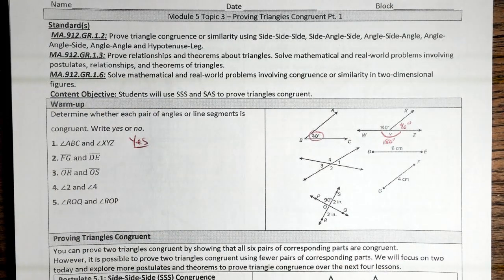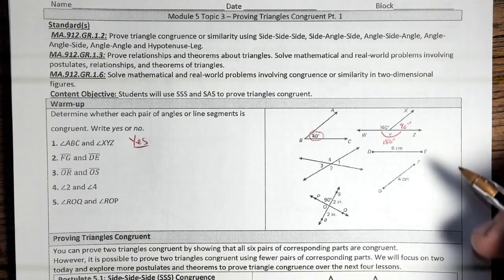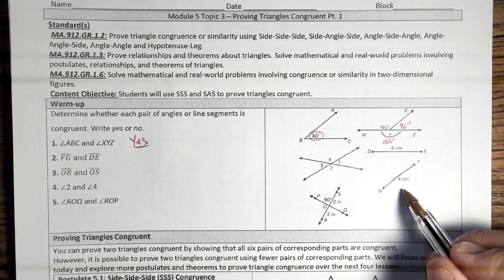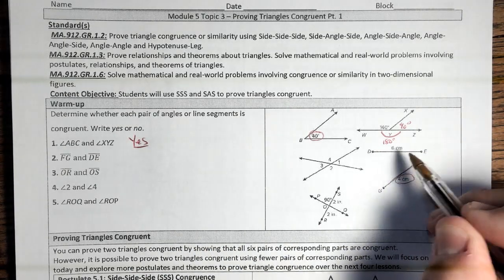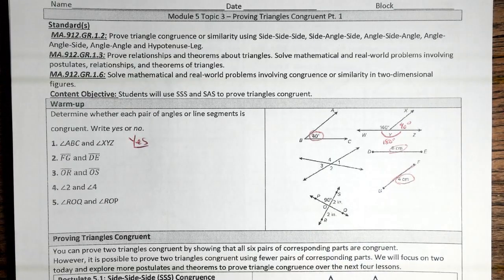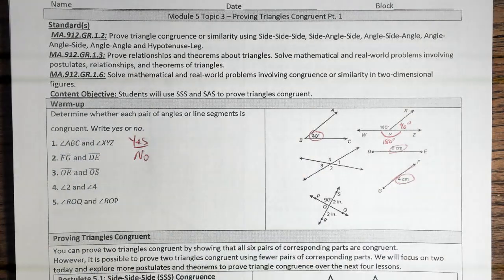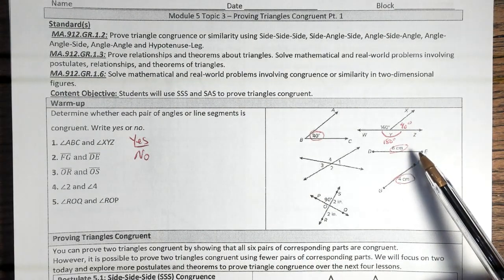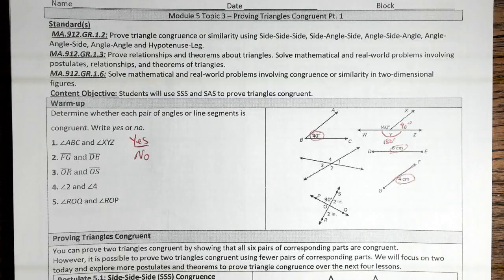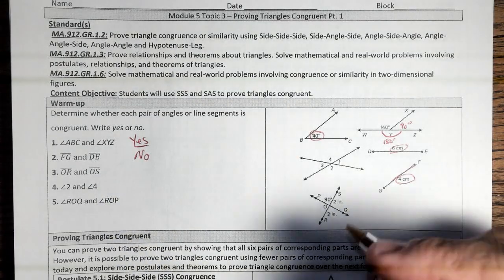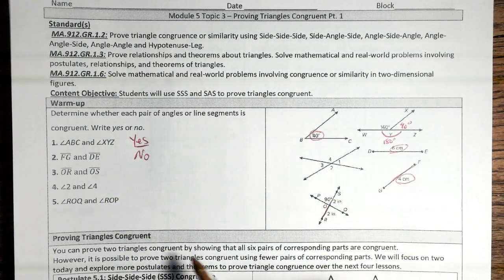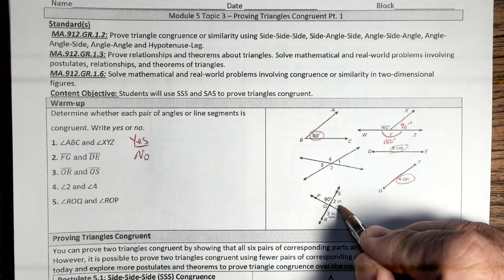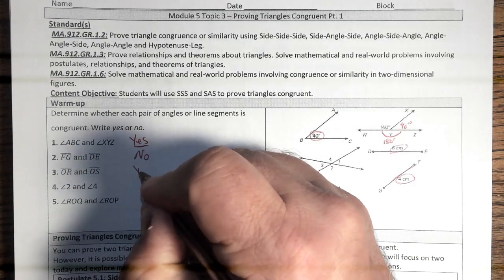All right, number 2. Line segment FG, that's here, and DE, it's here. So FG is 4 centimeters, DE is 6 centimeters, so that is no. To be congruent, obviously, they have to be equal. Well, they're not equal. All right, OR is right here, and OS is right here. OR is 2 inches, OS is 2 inches. So that is a yes.